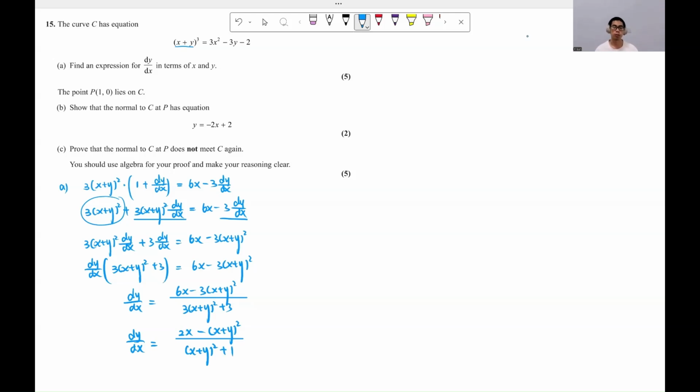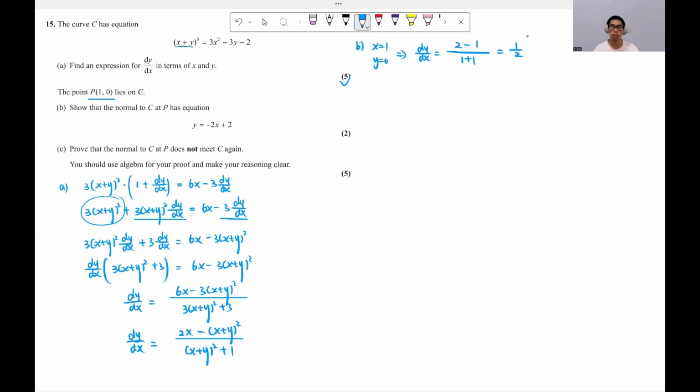So that would be the final answer for part A, 5 marks. And then part B: show that the normal to C at point P has equation y = -2x + 2, and point P is (1, 0). So substitute in, when x equals 1, y equals 0, then we will have dy/dx equal to 2 times 1 is 2, minus (1 plus 0) squared, which is 1, so just 2 minus 1 on top. And then 1 plus 0 is also 1, squared is 1, and then 1 plus 1 is 2. So just 1 over 2 left.